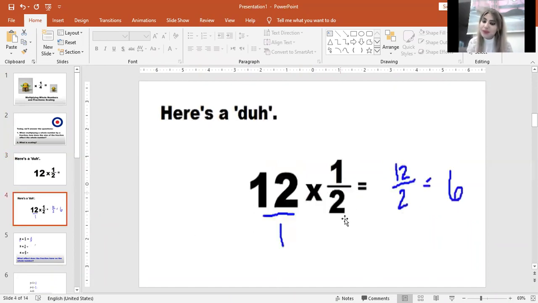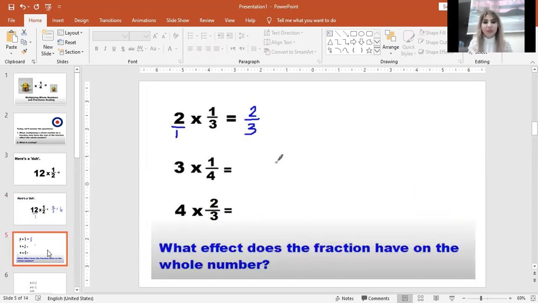So 12 multiplied by half is 12 multiplied by 1, which is 12, over 1 multiplied by 2, which is 2. It will become 6. So when I multiply 12 by a half, a fraction less than 1, I get a number less than 12. Here I have 3 examples. I want you to solve these 2 alone. Pause the video and complete it.